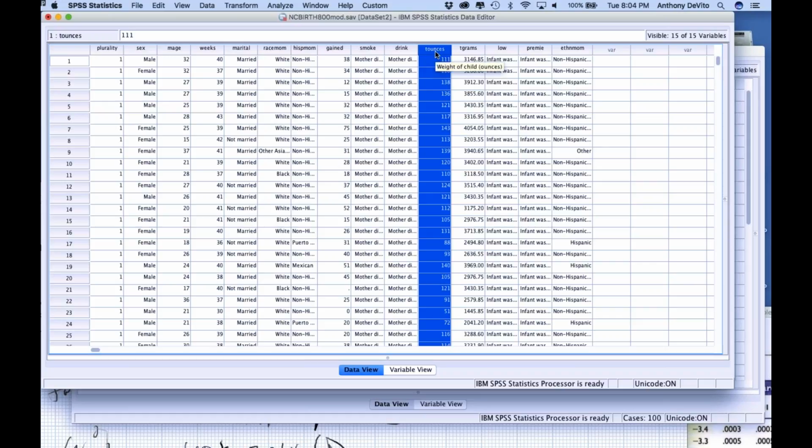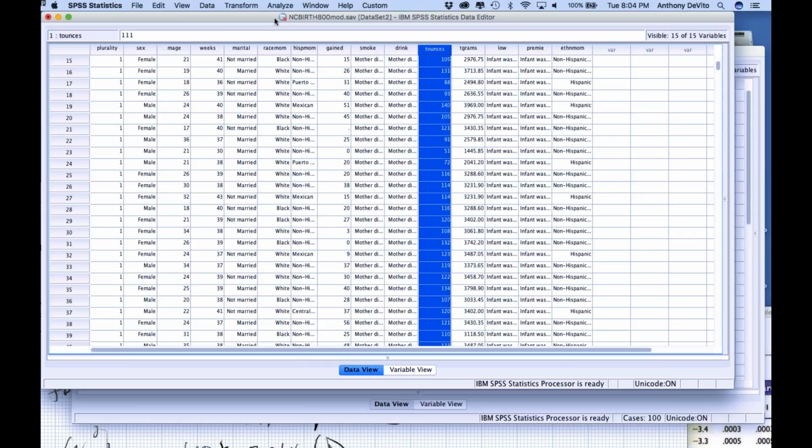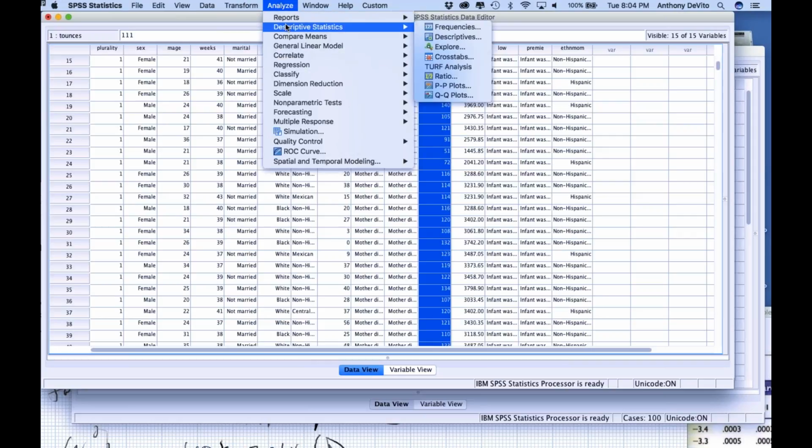Okay, so I want to calculate the mean for all 800 of these mothers. This sample size of 800. So I'm going to analyze descriptive statistics. I'm going to go into descriptives.